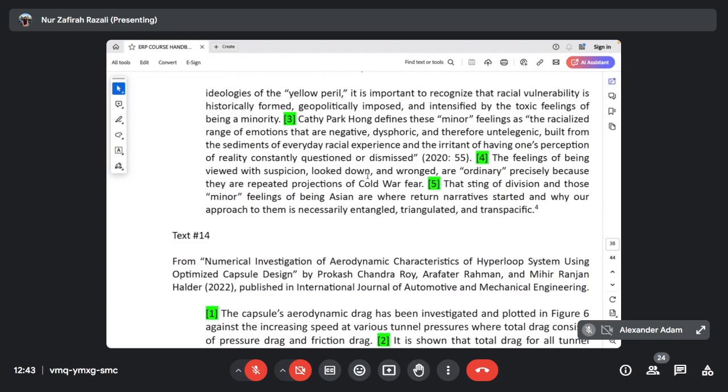triangulated, and trans-Pacific. What's a nominal phrase? That sting of division and those minor feelings of being Asian. Okay, so it's still involving the preposition of in this case. Okay, all right.